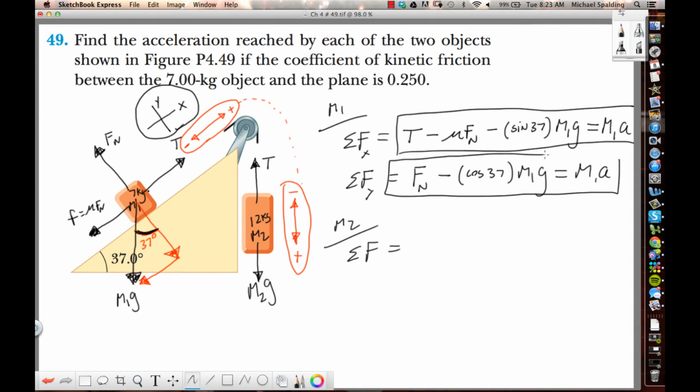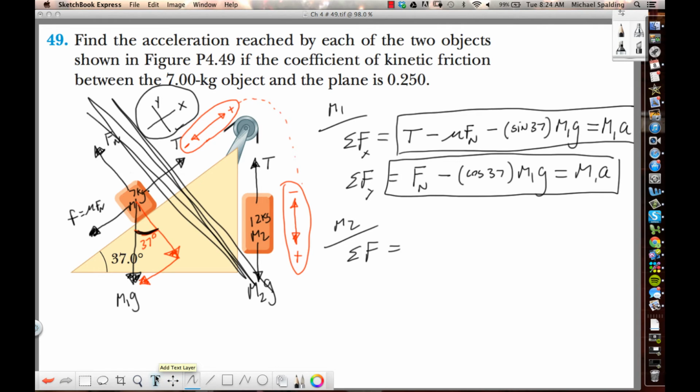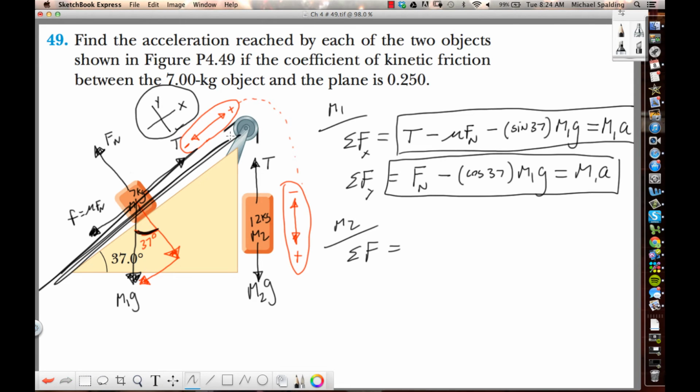Now look, will M1 accelerate this way? Is there going to be an acceleration perpendicular to the incline? Which way is M1 going to accelerate? It accelerates this way, right? And that's the whole reason we tilted the xy axis. The whole reason we tilt the xy is so the acceleration is perfectly x. So we can take this y acceleration here and set it to 0. Let's do that. This a right here goes to 0.